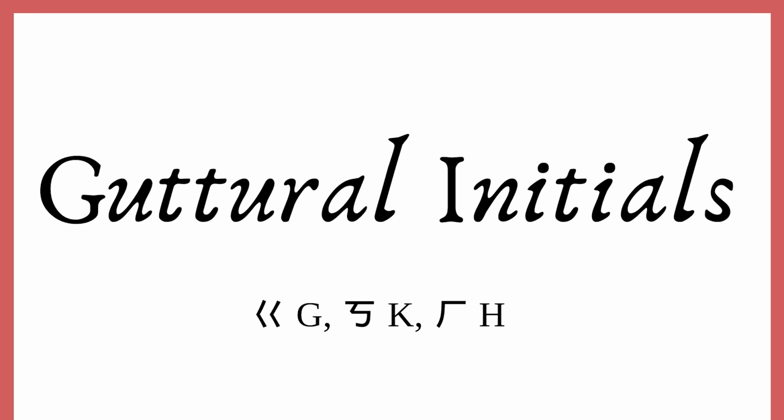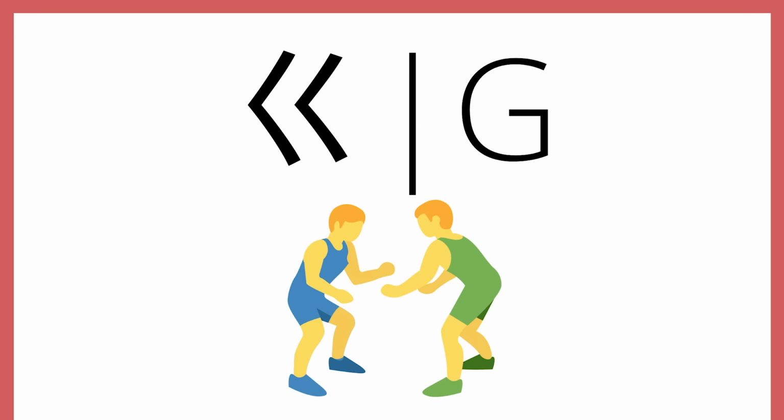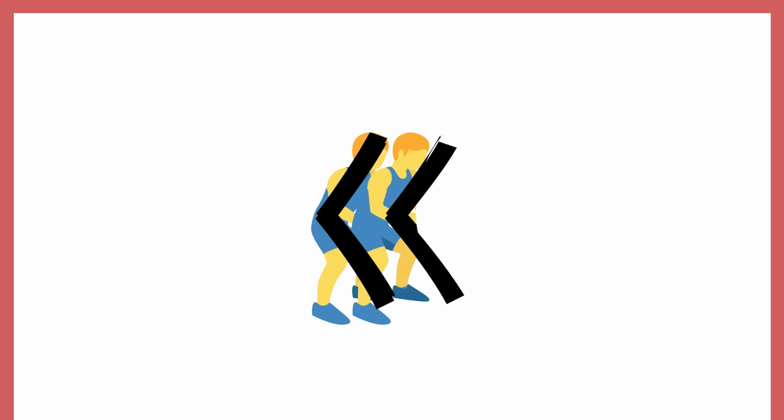Next, we have the guttural initials, g, k, and h. G is pronounced like gut punch without the ut punch. So, g. The pinyin is G, and for the zhuyin, imagine two people getting gut punched and doubling over in pain. That's kind of what it looks like.